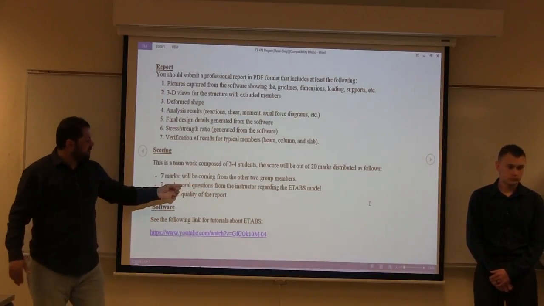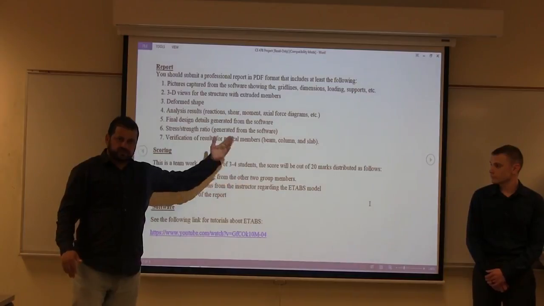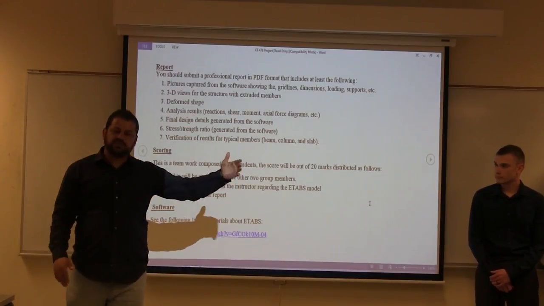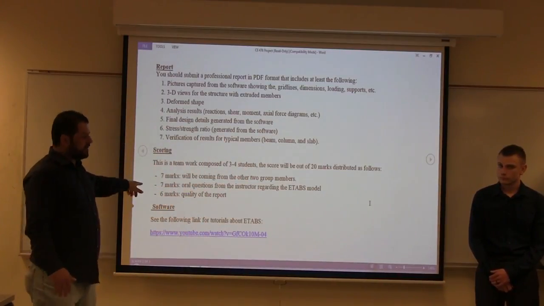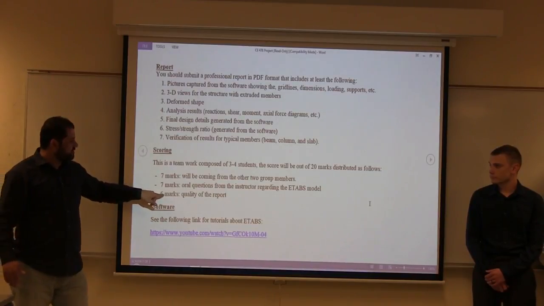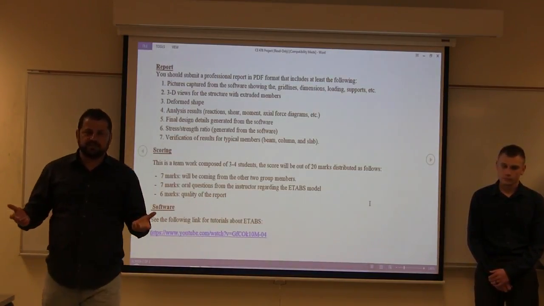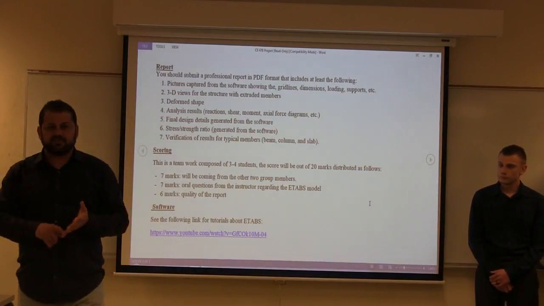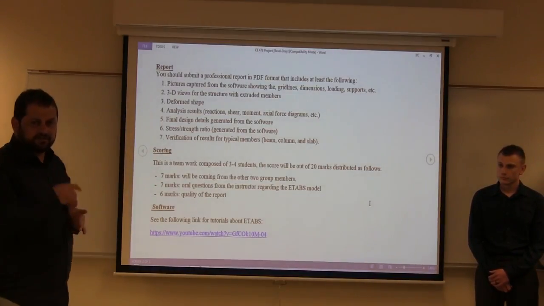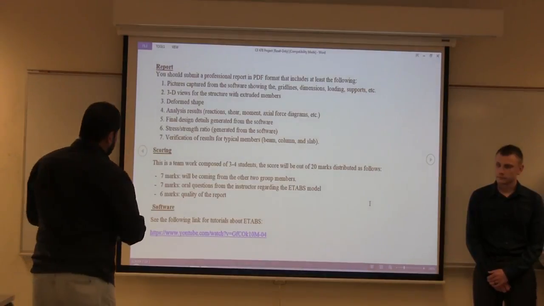There will be an oral presentation. This is what we are doing now. Each team will present their work, and that will be 7 out of 20. And 6 marks will be based on the quality of the report. So a total of 20 out of 100: 6 for the report, 7 for the presentation, and 7 for students' evaluation of the group members.